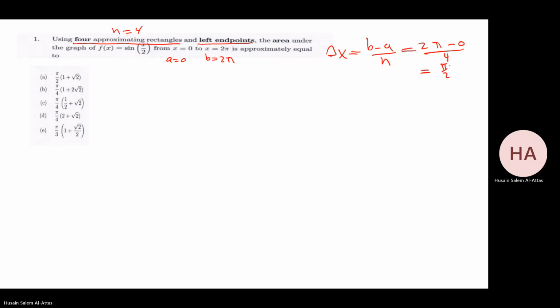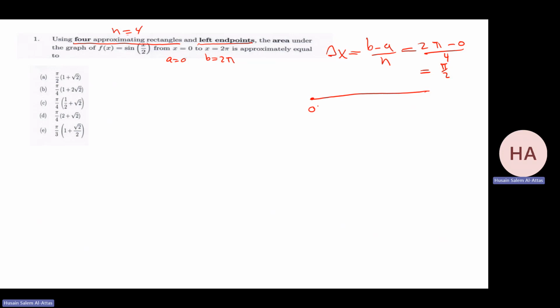Okay, I need to find 4 approximating rectangles and left endpoint, not right, left endpoint. Now I need to find delta x as usual. That will be b minus a over n. I have n equals 4. This is a, this is b. So that will be 2 pi minus 0 over 4, and that gives me pi over 2. So the length of each rectangle is pi over 2.